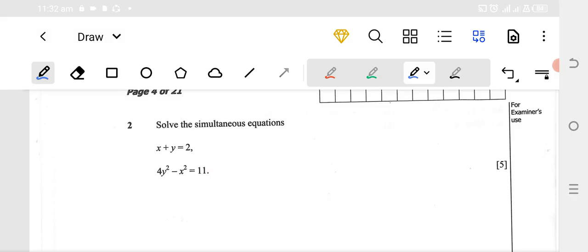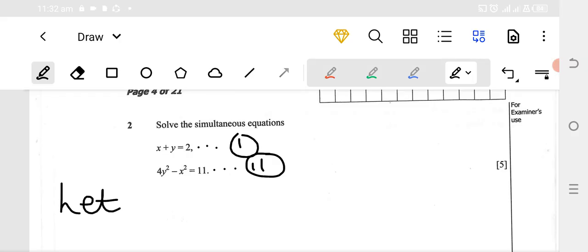So it's up to you to pick what you want to use. You make either x or y the subject of the formula, then you substitute in the other equation, which is your equation 2. So I'm going to name this as my equation 1, this as my equation 2. Then I'll write a very small statement saying I'll make y the subject of the formula.